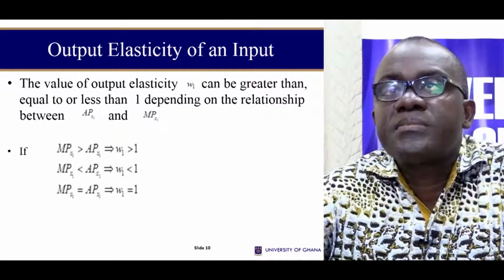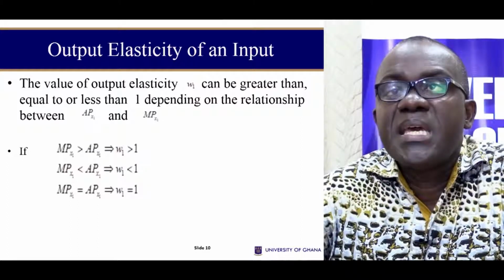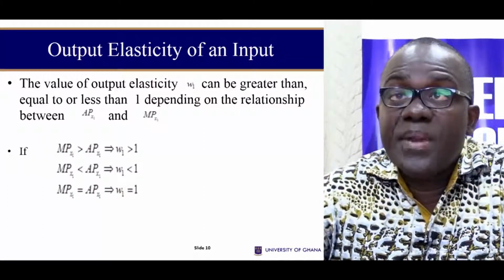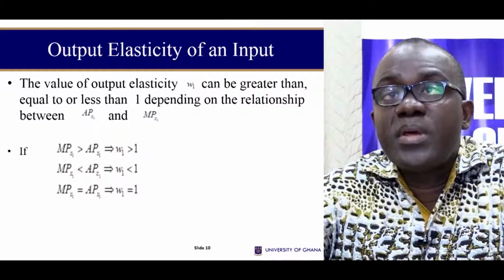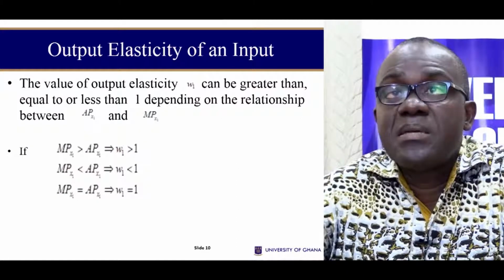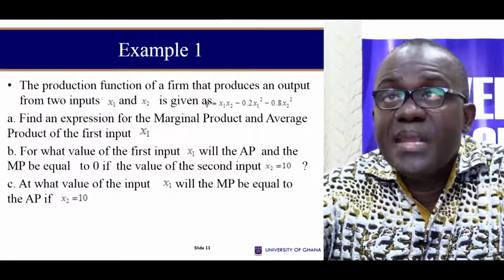average product. There is one important relation that we can draw from here: if the marginal product is greater than the average product, then the output elasticity is greater than 1. If it's less than the average product, then the output elasticity is less than 1. And when they are equal, the output elasticity is equal to 1. So knowing the marginal product and the average product can tell you the nature of the output elasticity of a production function. Now let's look at an example.